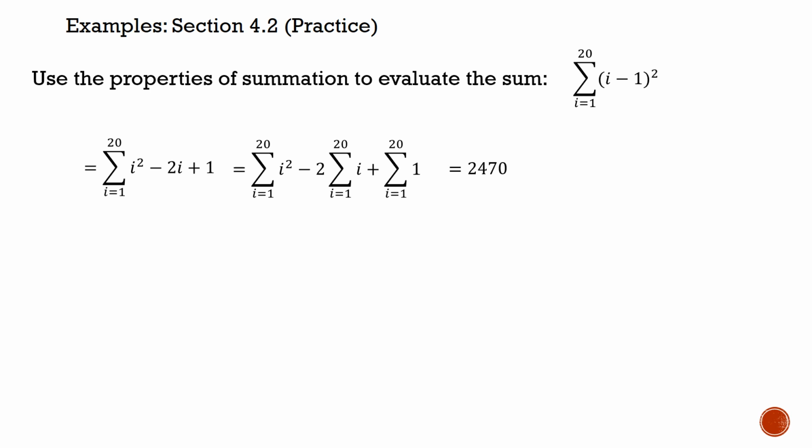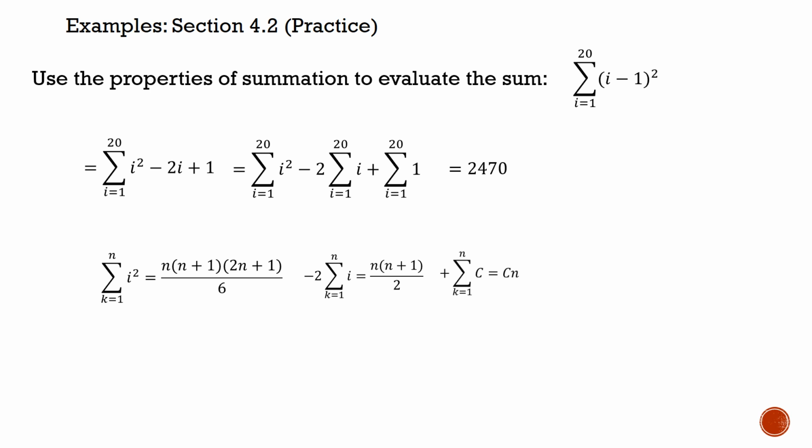According to the formulas we learned previously, we know that the sum of i squared is n times (n plus 1) times (2n plus 1) over 6. We know that the sum of i is n times (n plus 1) over 2. And we know that the sum of c, a constant, is simply c times the number of terms, which in this case is 20. So when I replace n with 20, I end up with 20 times 21 times 41 over 6, minus 2 times 21 times 20 over 2, plus 1 times 20. Final answer is 2470. That is the sum of the first 20 terms of (i minus 1) all squared.